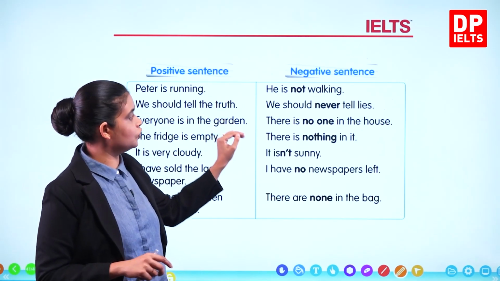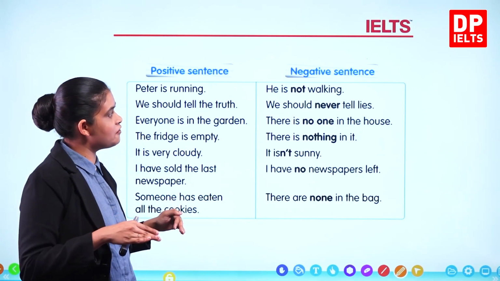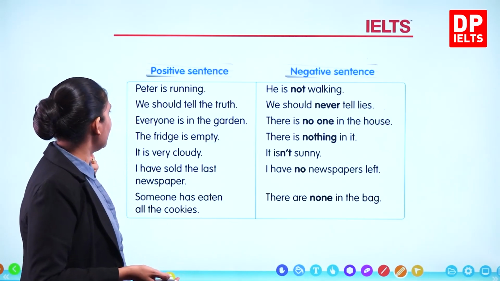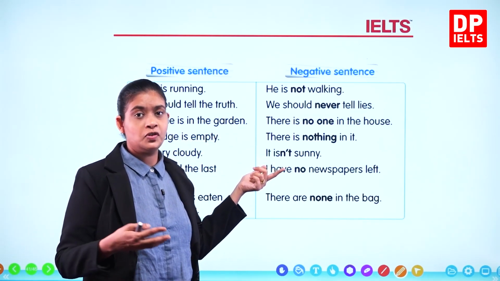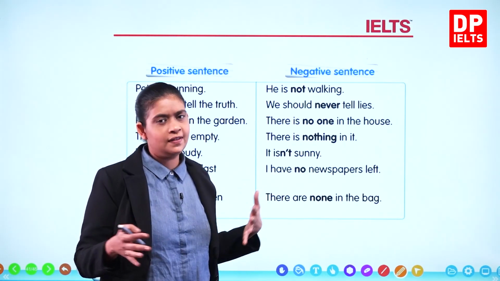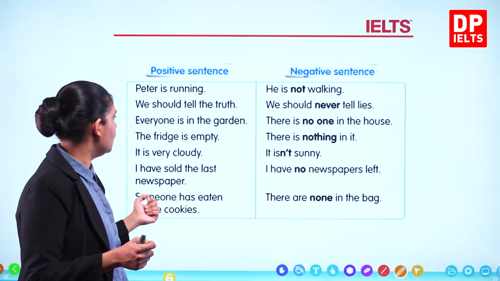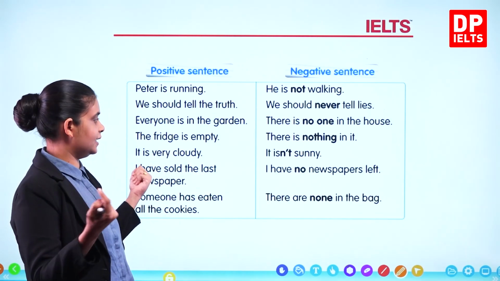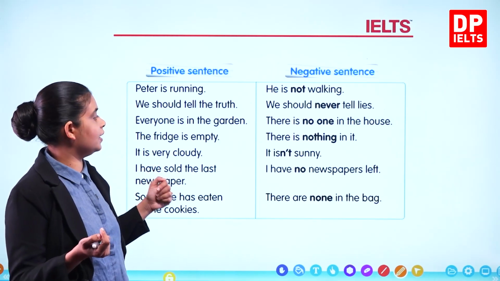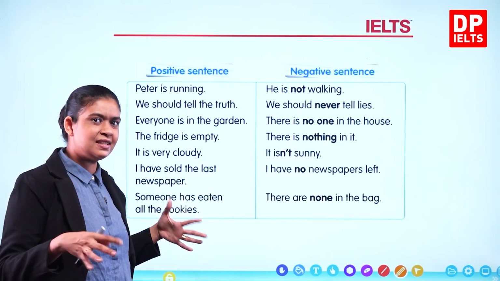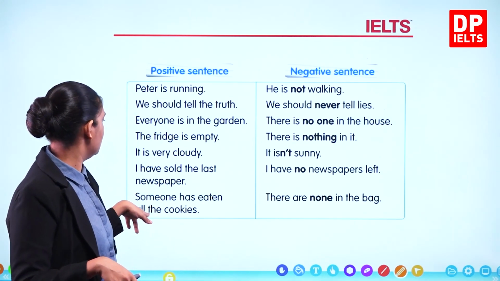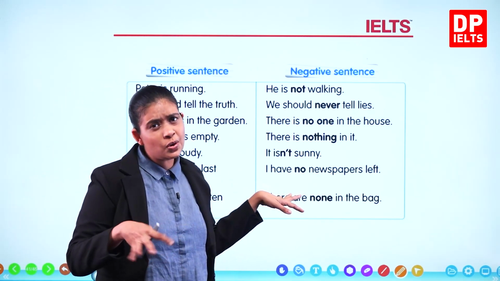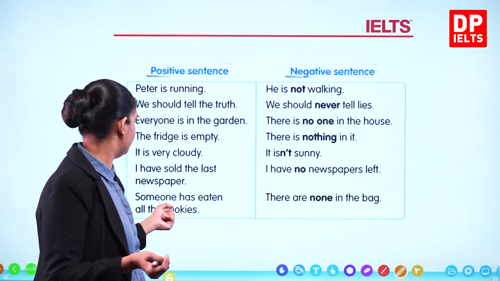We should tell the truth, positive. We should never tell lies. So never makes it negative, right? Everyone is in the garden, positive. There is no one in the house, negative. The fridge is empty. There is nothing in it, nothing, no, negative. It is very cloudy, positive, isn't, negative again. I have sold the last newspaper, positive, no newspapers left, negative.